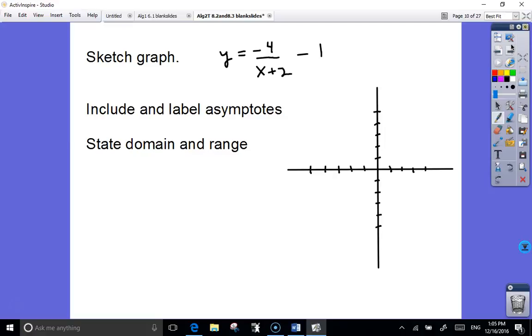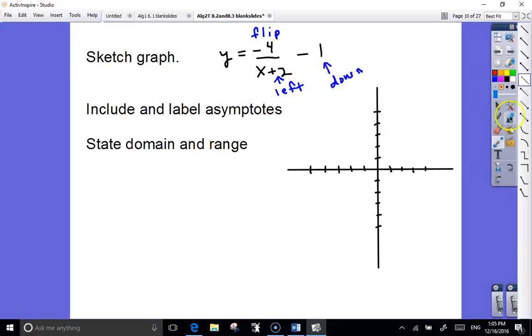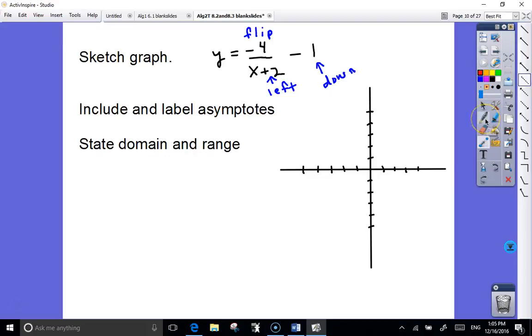So let's see what all's going on in this function. What about this minus in front? So it's going to be flipped. What about a plus 2 inside the function? Left. What about a minus 1 after the function? Down. So I'm going to draw my asymptote. So left 2, so that's going to be about right there.